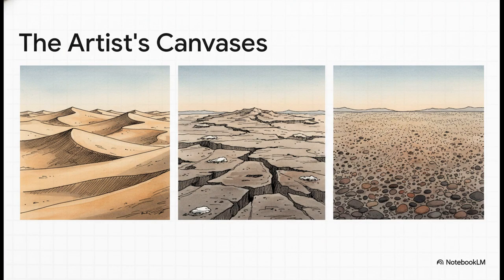And not all of these canvases are the same. The wind gets to work on all kinds of surfaces. You've got these vast oceans of sand called ergs, flat rocky plateaus known as hamadas, and even gravel-covered plains called regs. This variety is exactly why we see such an incredible range of sculpted landforms.